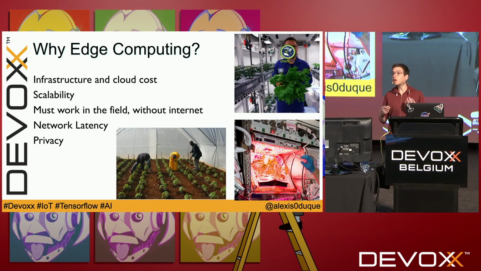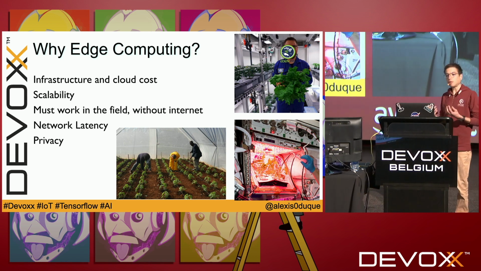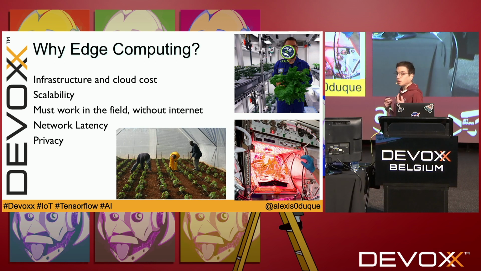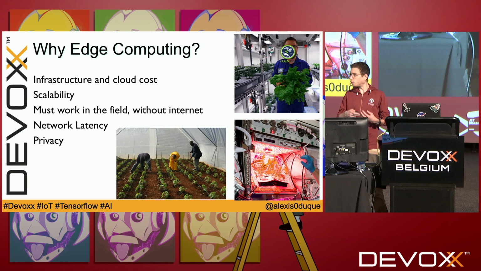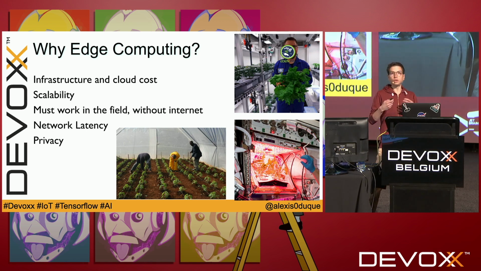So now, why do machine learning at the edge? First, we would like to make our system scalable to reduce the infrastructure and cloud cost. If we can do it in every cabinet, in every system, why do we need a powerful server, or many servers, if every device can do it at the same time?